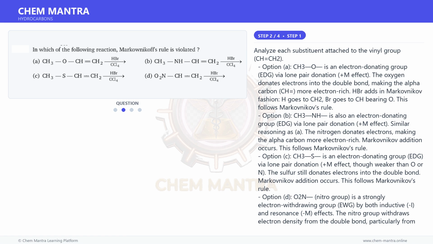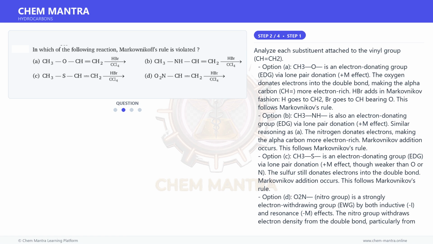Option D. O2N, the nitro group, is a strongly electron-withdrawing group, EWG, by both inductive I and resonance M effects. The nitro group withdraws electron density from the double bond, particularly from the alpha carbon, CH=. This makes the beta carbon, =CH2, relatively more electron-rich.